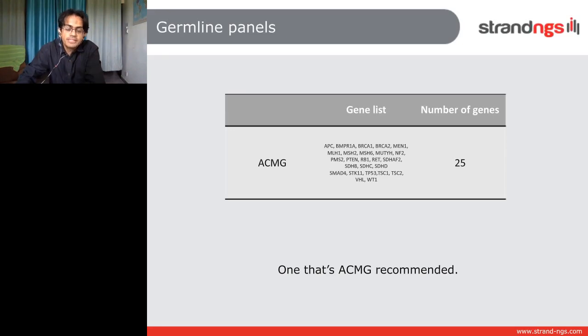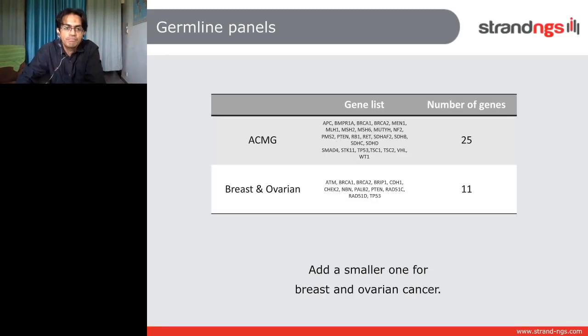But this is probably too broad, right? So you want to maybe winnow it down and offer a smaller germline panel for maybe just breast and ovarian cancer, which is actually quite prevalent, not just in the United States, but also here in India, where Strand Life Sciences is primarily based. So hereditary breast and ovarian cancer is actually a huge problem. It's a condition with a lot of sufferers in India.